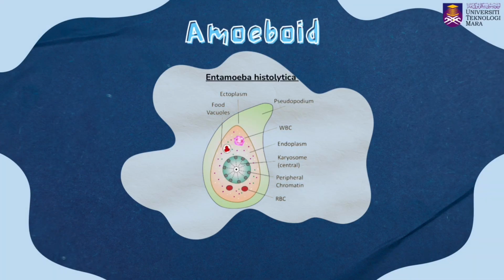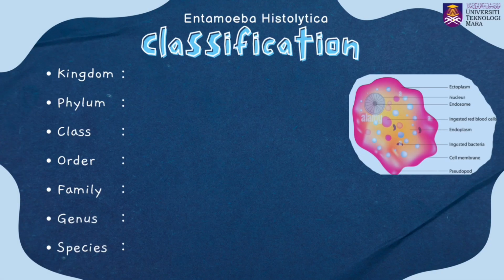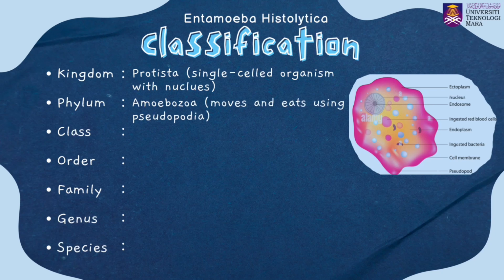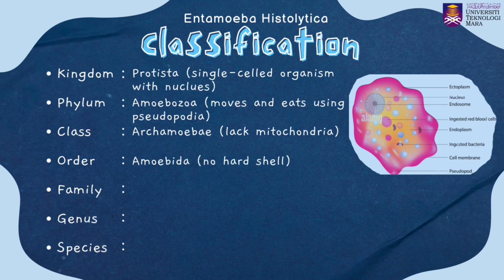Entamoeba histolytica is a microscopic anaerobic parasite that primarily infects the human large intestine. It is classified under the kingdom Protista because it is a single-cell eukaryotic parasite, and phylum Amebozoa, characterized by its use of pseudopodia for locomotion and feeding. As a member of the class Acamoeba, it lacks mitochondria, while its placement in the order Amebida identifies it as a naked amoeba without a hard shell.